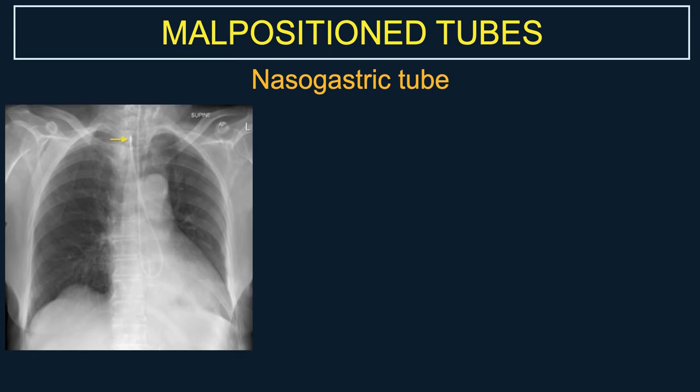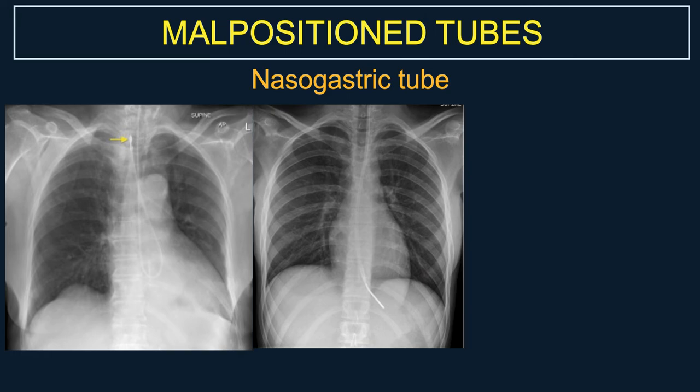Here's another malpositioned tube. A linear opacity is seen coursing the midline, and it made a loop going up, and the tip is seen at the level of T2. This is a malpositioned feeding tube. In this radiograph, the feeding tube is not inserted to the adequate length, so further advancement of the NGT is needed for this patient.